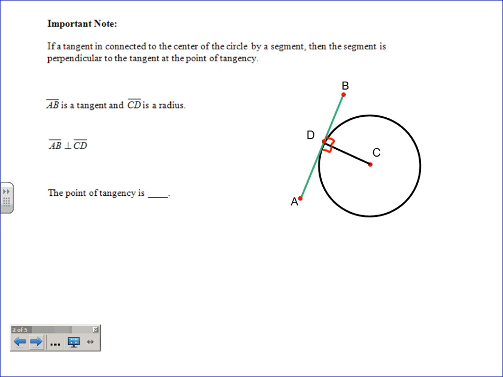Radius, correct? Now, does this say that it cuts that segment in half or anything like that? No, because it doesn't have to. It could, but it doesn't have to. So as you see here, AB is a tangent, CD is a radius.